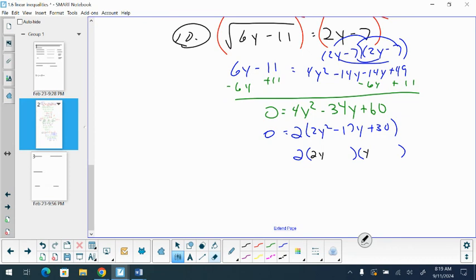Signs are the same, they're both negative. I'll try the obvious 6 and 5. And yeah, minus 5y and a minus 12y gives me negative 17, so that would be my factors. So y equals 5/2 and 6.